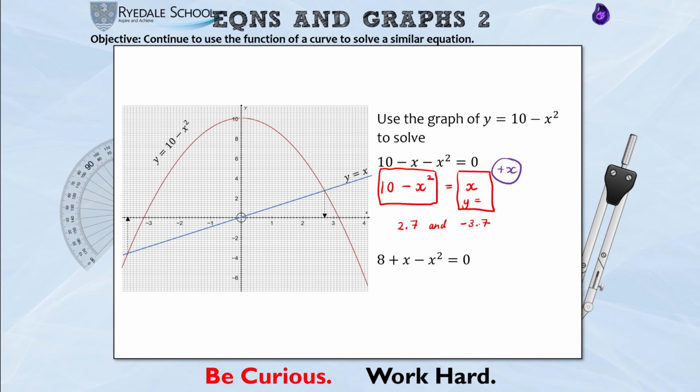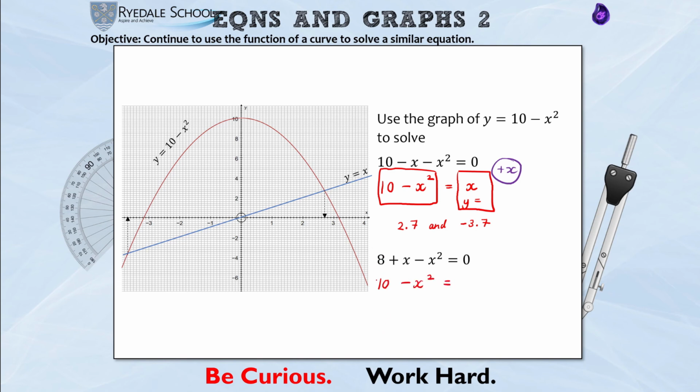Now, if you're starting to feel a little bit confident, you could pause the video here, see if you can have a go at this last question yourself. Perhaps use a pencil. If you're not feeling confident, just carry on listening to me. So we've got this final equation, 8 plus x minus x squared equals 0. Remember, we need to manipulate it into the graph that we've got.